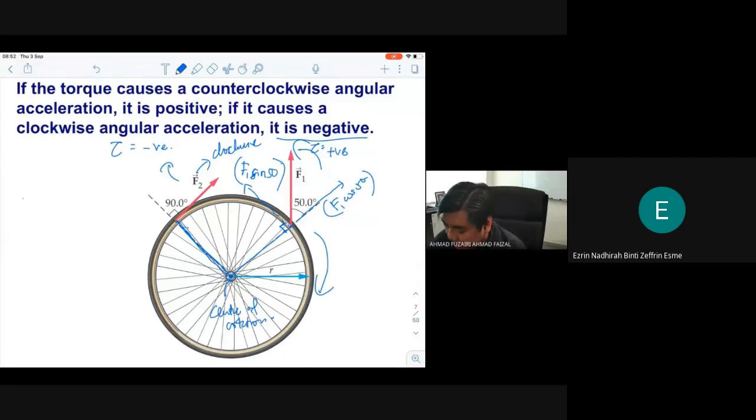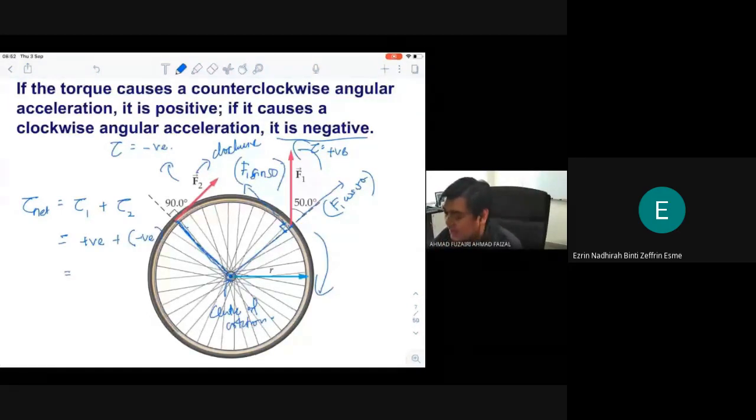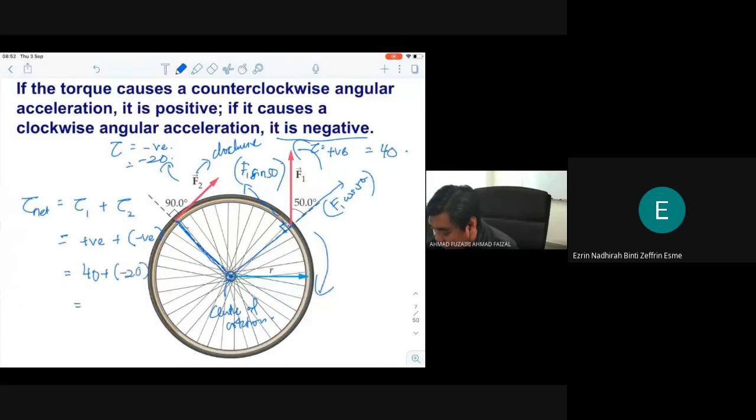So when we want to calculate T net or the net torque, we should add T1 plus T2 because that should be the net. Okay, T1 plus T2. So T1 apa tadi? Positive value. Okay. Plus dengan T2 negative value. So nanti dia akan dapat, katalah, let's say your T1 give you about maybe 40. Okay, and T2 will give you negative 20. So it should give you 40 plus with negative 20. So the answer will be 20 Newton meters.